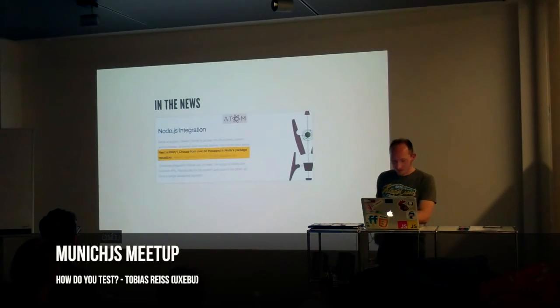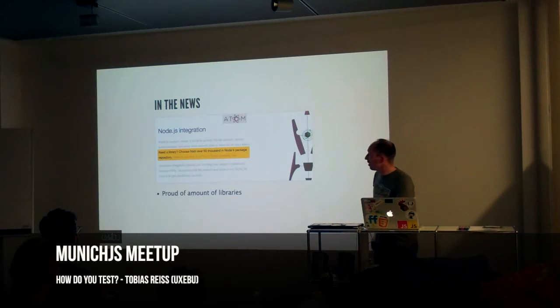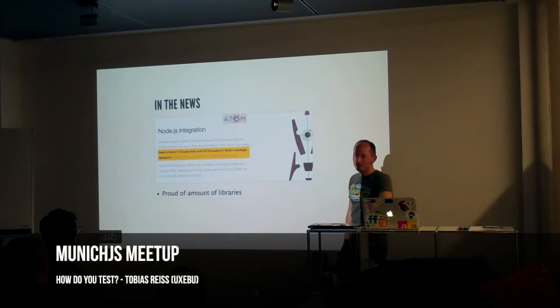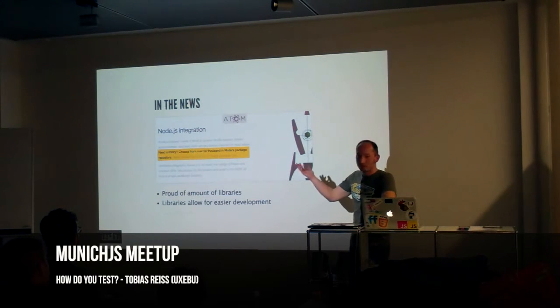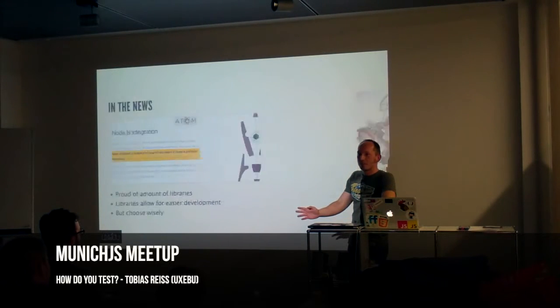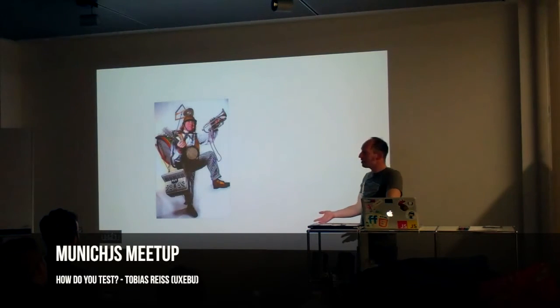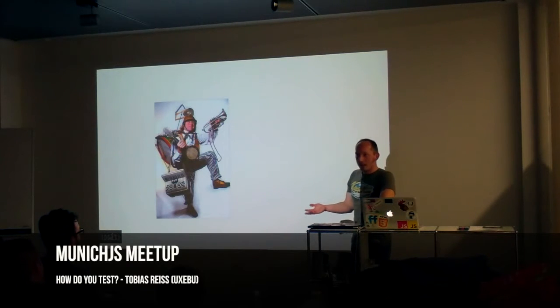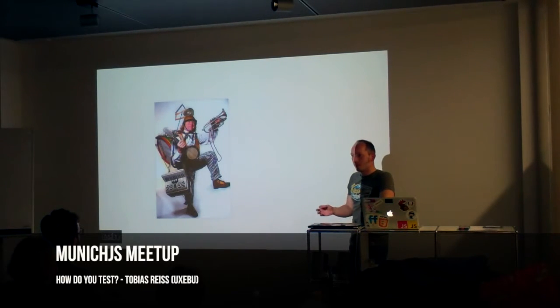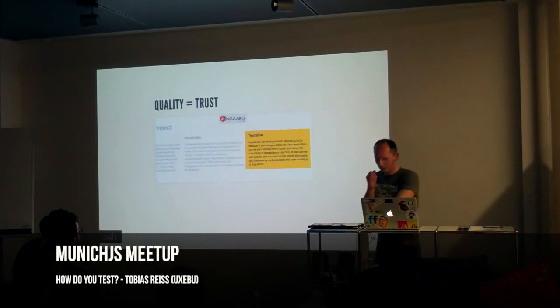Great, that's awesome. So we are all very proud of the amount of libraries we have, right? And we need that because they allow for easier development. But choose wisely, because maybe your app ends up being like that. There are so many libraries out there, they're not tested, they're not working. You really need to take care of what you pick. So 50,000 is a great number, but that's not the reality. It's really not the reality.